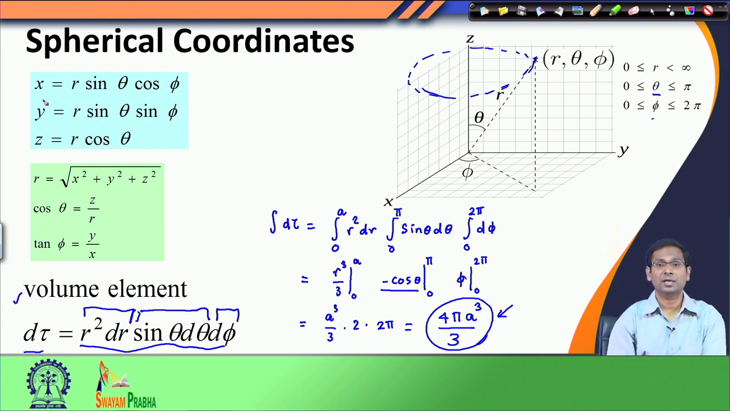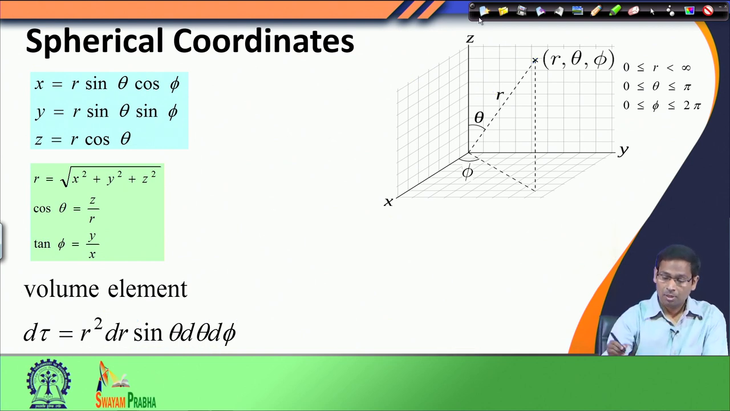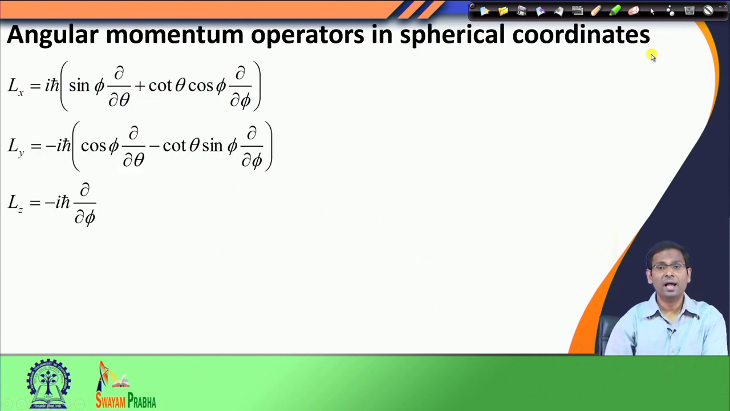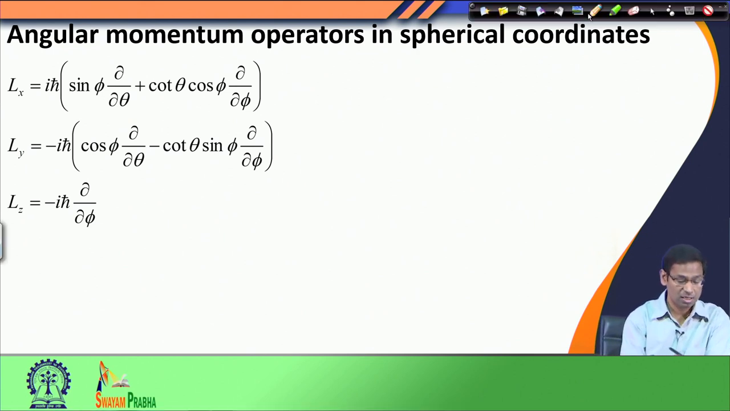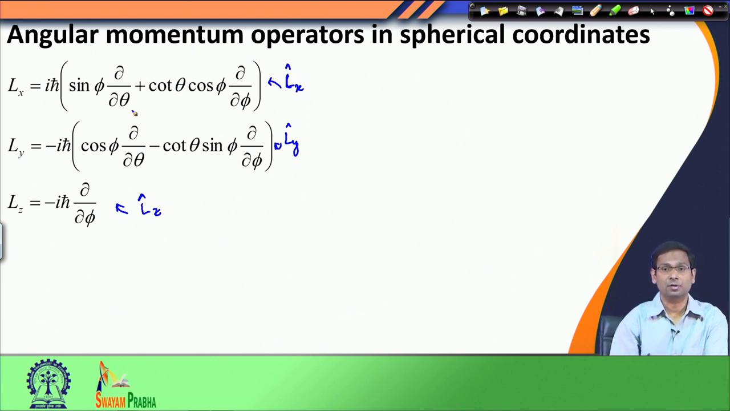Now, we have defined the rules to convert from the spherical coordinate system to the Cartesian system and vice versa. In the previous lectures, we obtained the expressions for the angular momentum operators Lx, Ly, Lz in Cartesian system. And today, what we show here is this is the Lx operator in Cartesian space, this is the Ly operator in Cartesian space, and this is the Lz operator. These are Lx, Ly and Lz operators in spherical coordinate system.